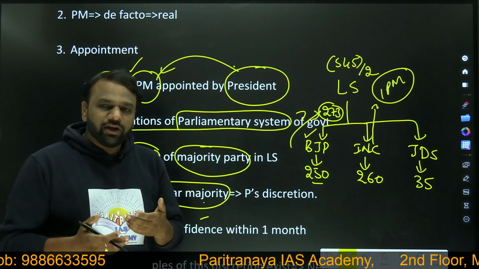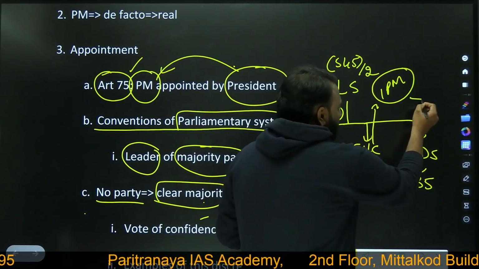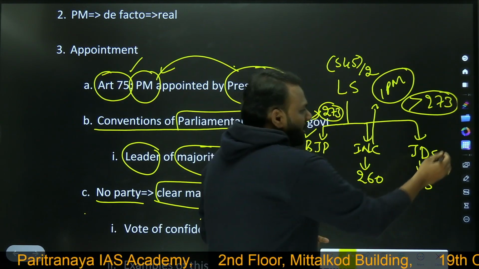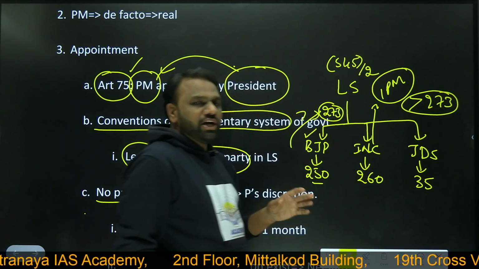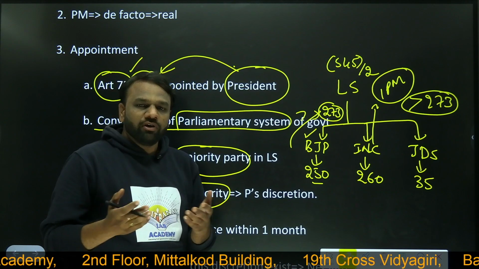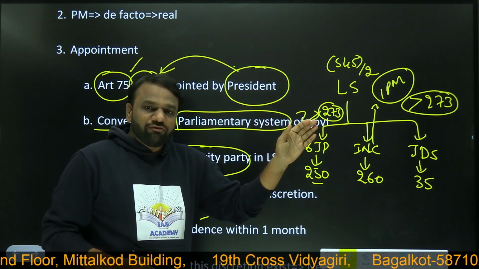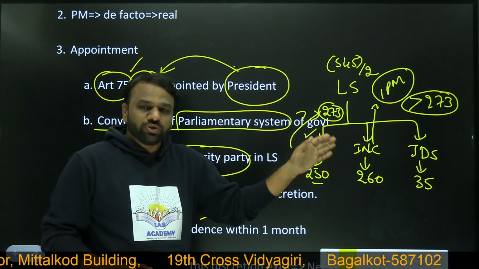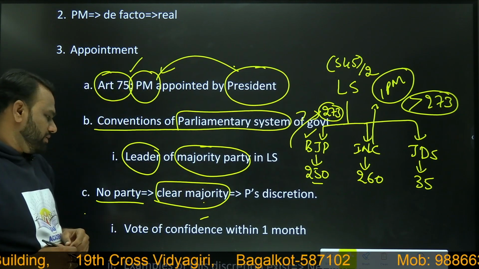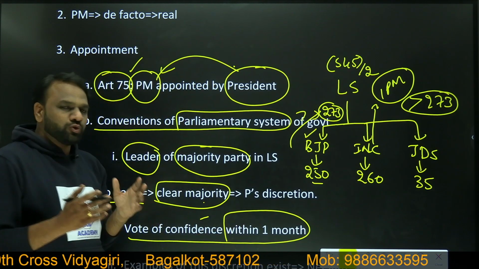What is meant by proving majority? He has to show that he has the support of more than 273 members of Lok Sabha within one month. Once he shows this, he can continue as Prime Minister. Suppose in one month he fails to show this strength of 273, then he has to resign from the post of Prime Minister. That's why there is a vote of confidence within one month. Within one month, he has to prove his majority.